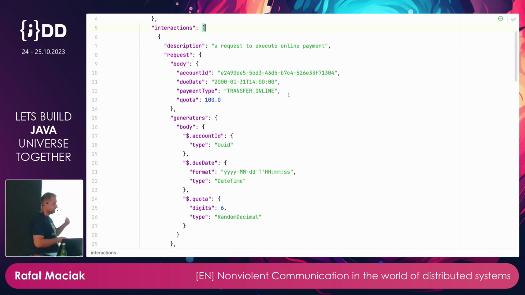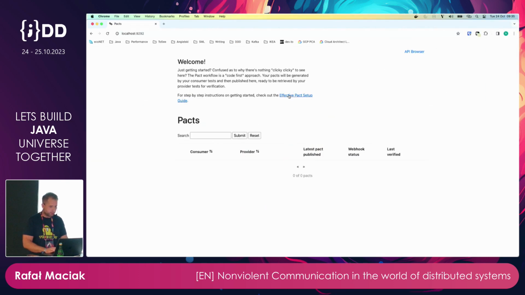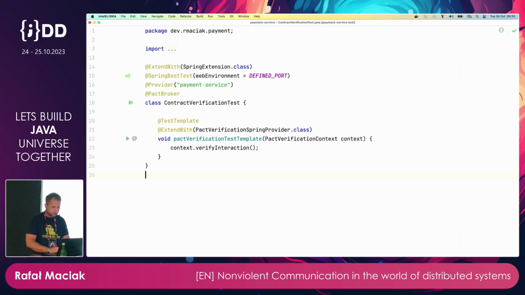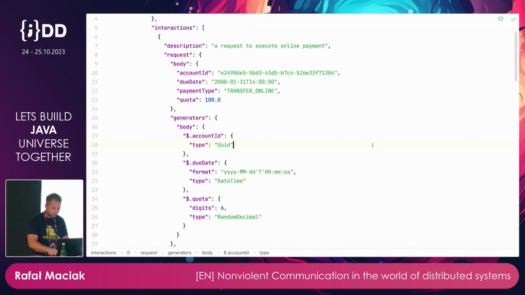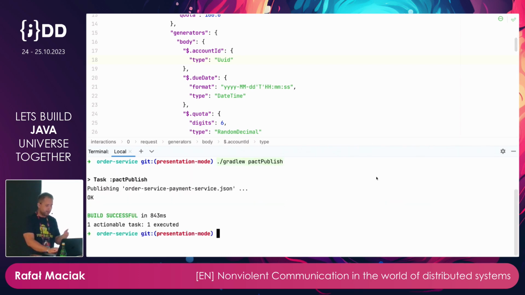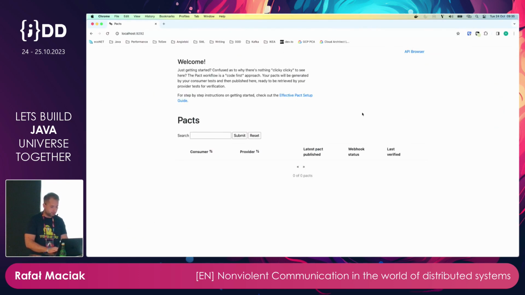We need to somehow provide this contract to this application. So there are a couple of options. We can just put this contract on the classpath. However, the recommended solution is using the Pact Broker. And the Pact Broker is kind of a repository for the contracts in the Pact framework. So how can we do it? There is a special task called pact publish. We can execute it, and Gradle will just put the contracts to this repository.